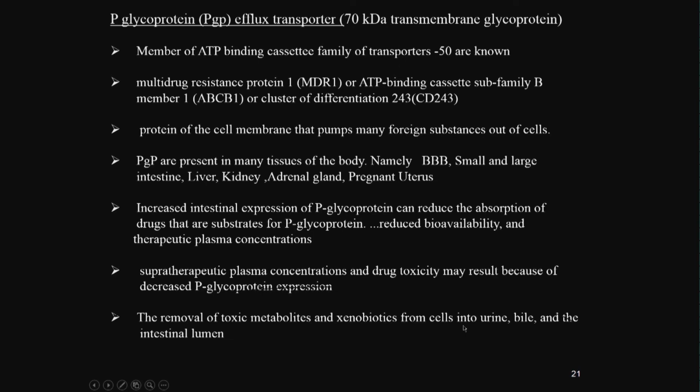They also remove toxic metabolites and xenobiotics from cells into urine, bile and the intestinal lumen. In fact, they are very important for us because they throw out all the toxic metabolites and xenobiotics from the cells. So, they are doing a good job, but drugs also can get thrown out of the system because of the PGB efflux action. They also transport compounds out of the brain across the blood brain barrier. Like I mentioned in the previous section, the PGB family is quite abundantly found in the BBB region.